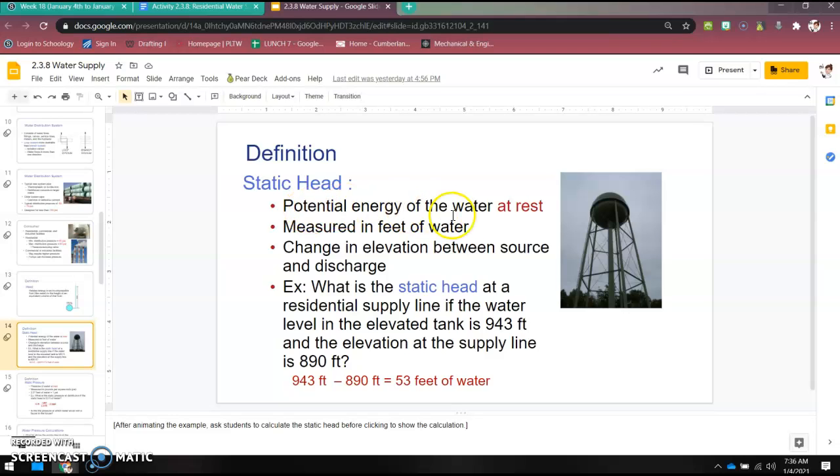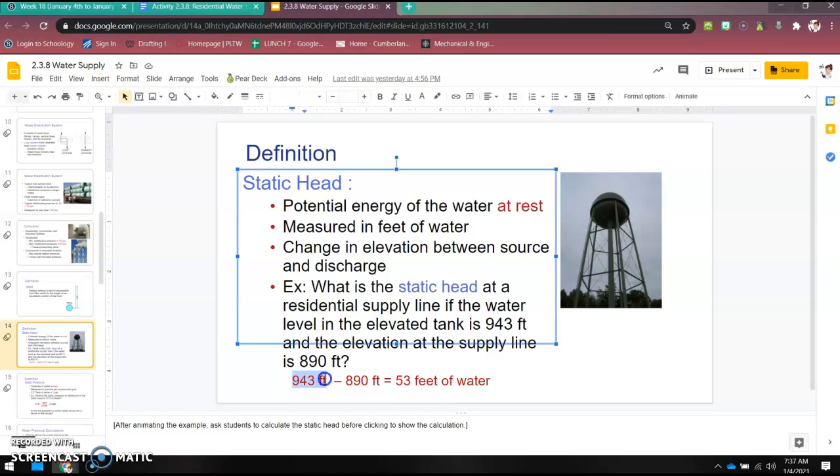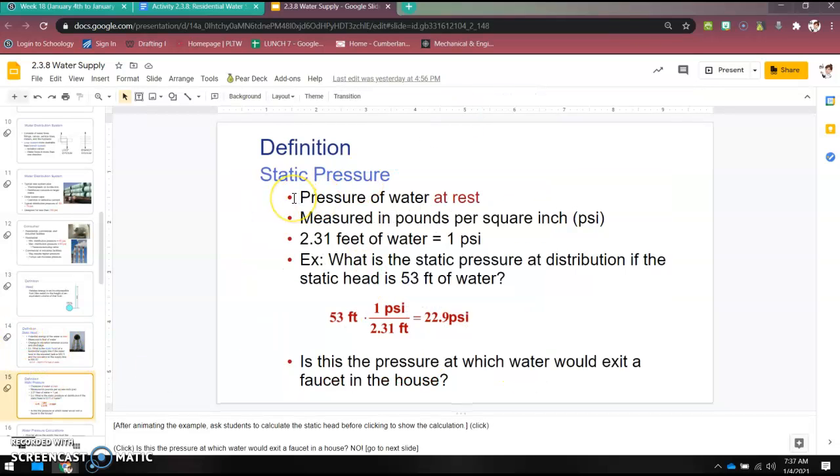It's the potential energy of the water at rest measured in feet of the water. So what is the static head of a residential supply line if the water level in the elevated tank is 943 feet and the elevation of the supply line is 890 feet. So you take 943 minus 890 feet, and that would give you 53 feet of water, and that would be your static head. So you can then figure out static pressure, and then it gives you the calculation for that.